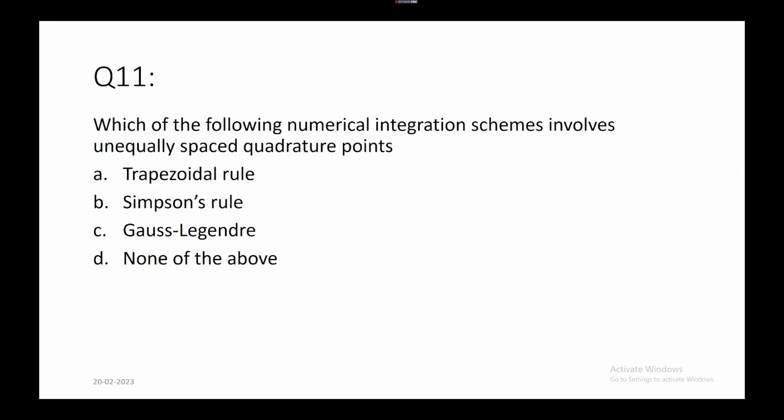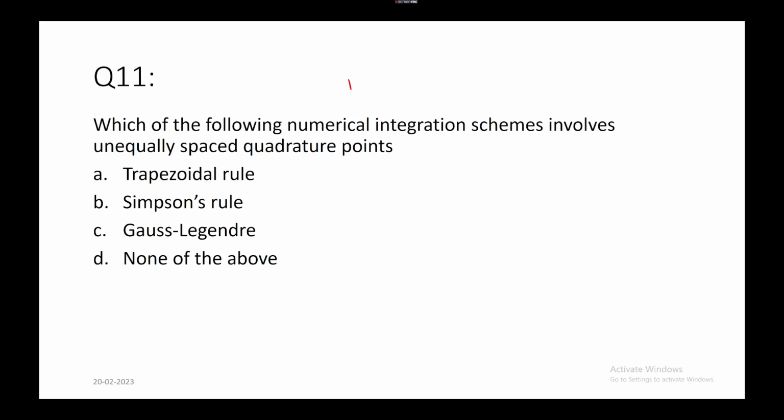So we'll go to question 11 now. Again, this is a theoretical question. Which of the following numerical integration schemes involves unequally spaced quadrature points? Four options are given. Option A is the trapezoidal rule. Option B is Simpson's rule. Option C is the Gauss-Legendre rule. Option D is none of the above. So to solve this, we need to know the formulas of each of the numerical integration schemes.